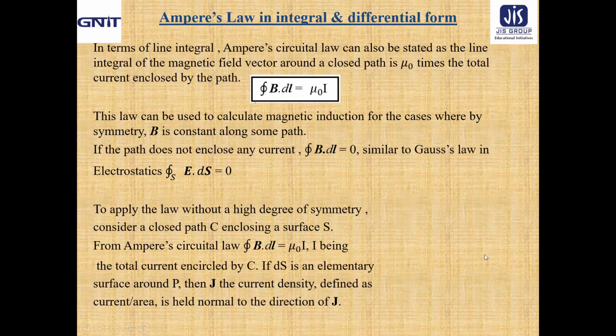Formally there are two statements in integral form for Ampere's law. One is this: the line integral of magnetic field vector around a closed path is mu naught times the total current, or the previous one: the work done in taking a unit magnetic pole once round a closed path, linking the current, is equal to mu naught times the current strength in ampere. And definitely this is related very much to the equivalence between current circuit and a magnetic shell.